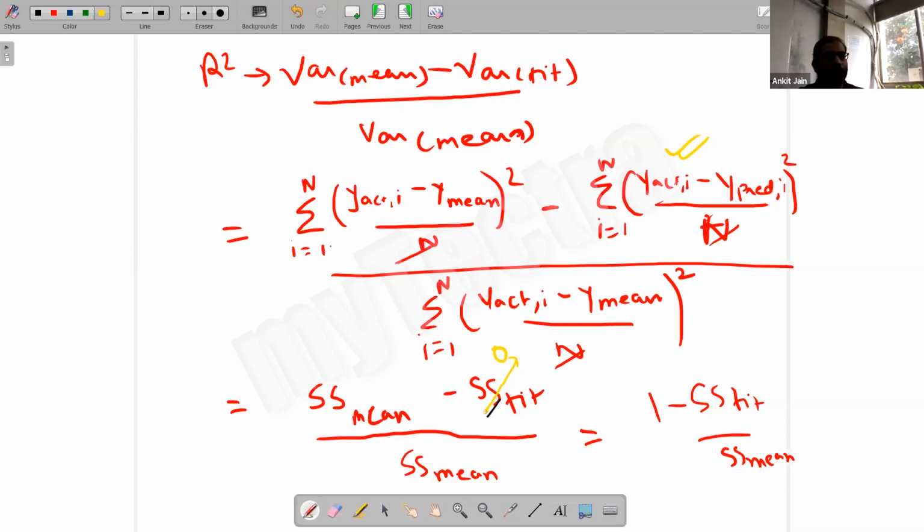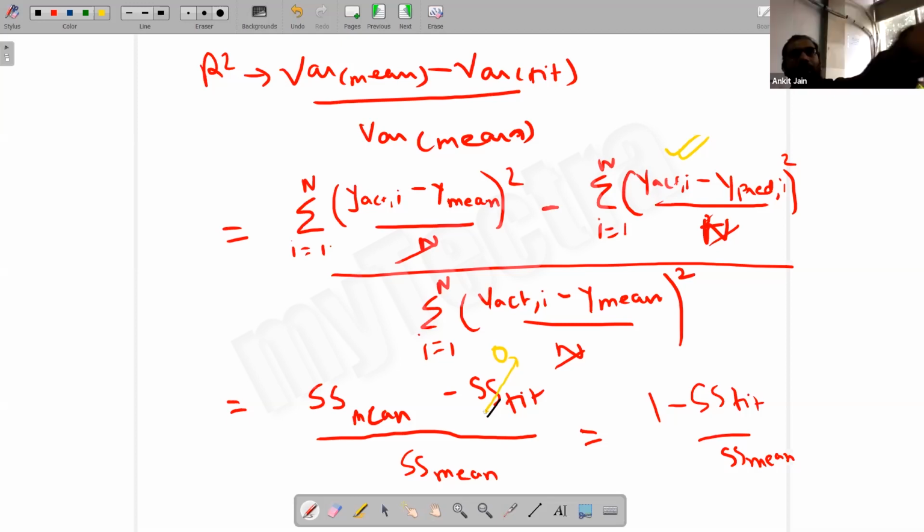So in that case, your SS fit will be equal to SS mean. And this is an assumption, that this is the worst you can predict, the SS mean. So SS mean minus SS mean upon SS mean, what will that be? It will be 0. So ideally, your R square value will be between 0 and 1, right?